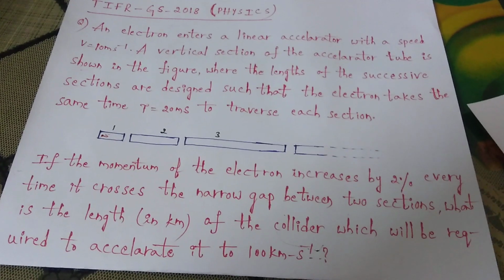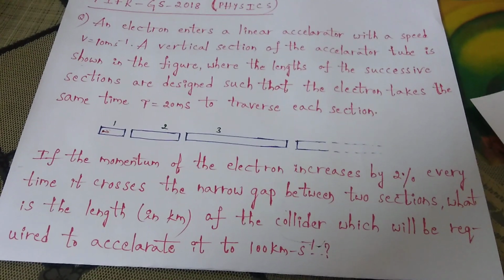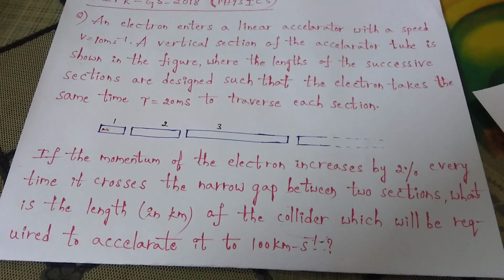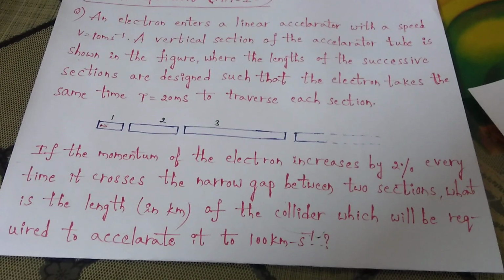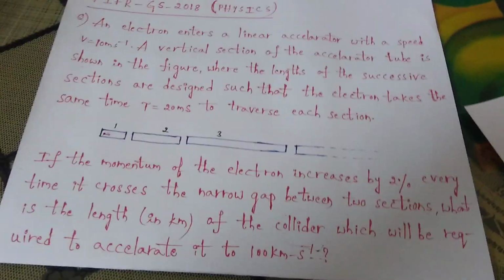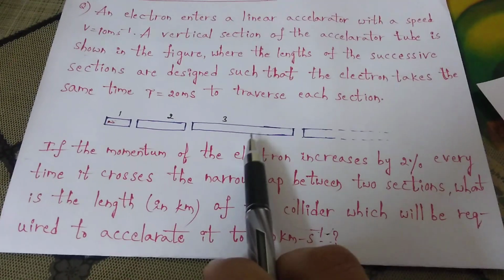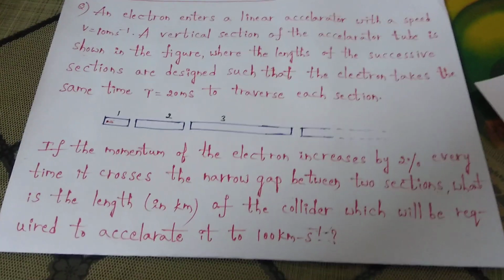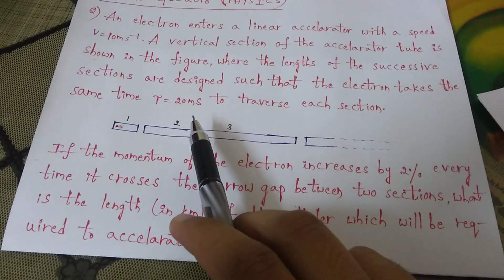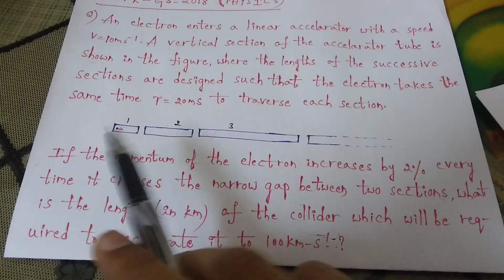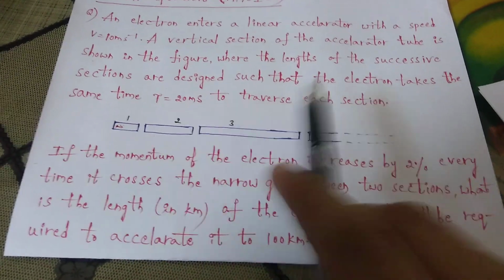The lengths of successive sections are designed such that the electron takes the same time t equals 20 milliseconds to traverse each section. So no matter what the length of the section is, for each section the electron is going to take the same time, that is t equals 20 milliseconds. In 20 milliseconds it is going to cross this section and enter the other section.